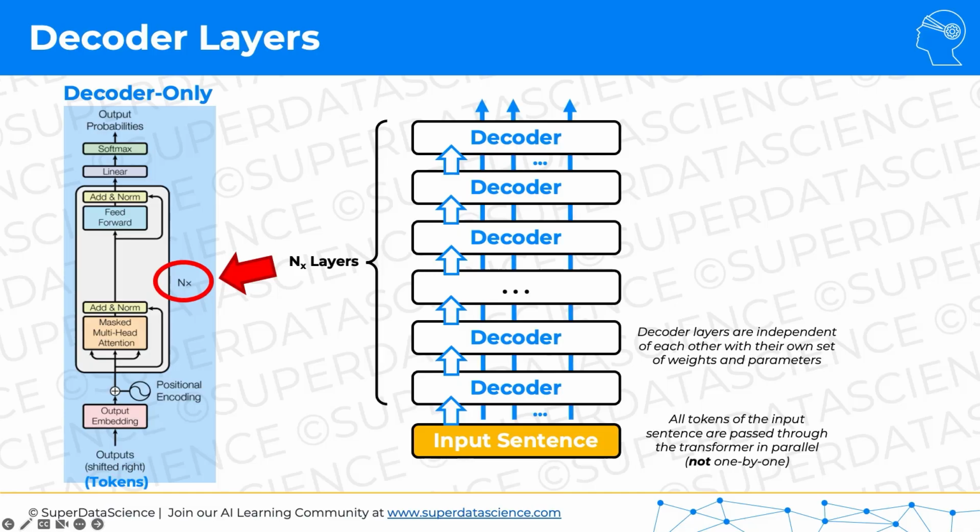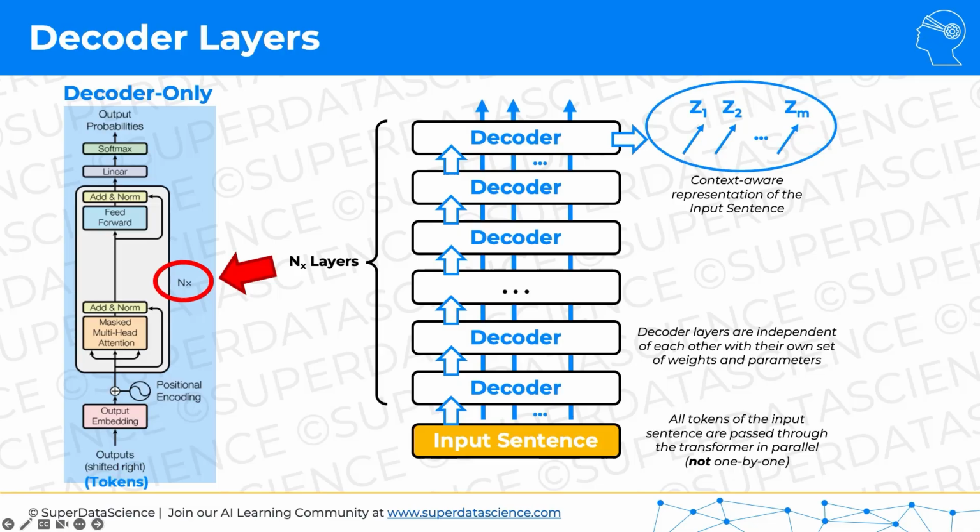In the output, we get these context-aware vector representations, which are then, with the linear transformation and the softmax, converted into outputs, which are probability distributions. And these are context-aware representations. Yes, we've discussed that. This full output, very important, this full output is produced in parallel, not one by one.